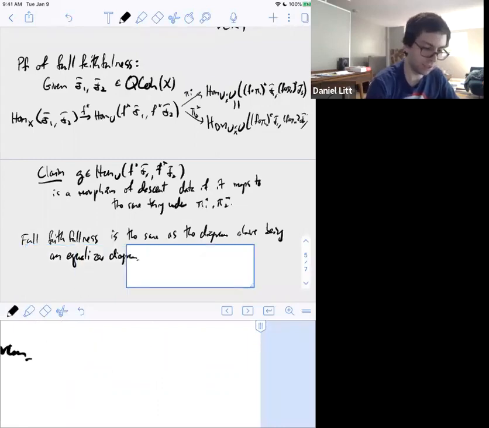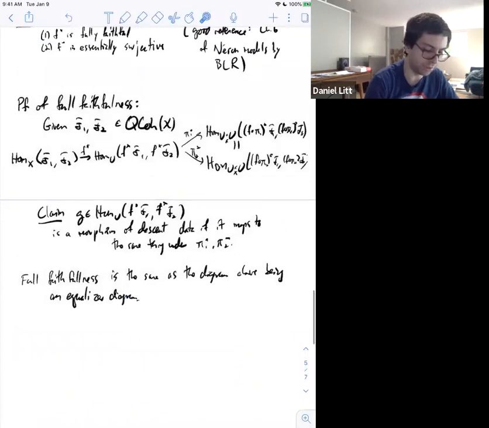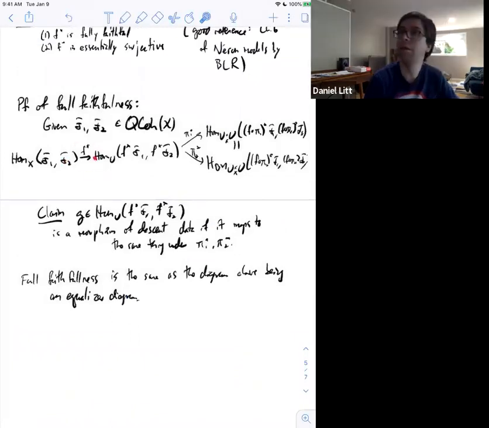Okay, so let's check that. What does it mean for this to be an equalizer diagram? It means this is injective, so that's precisely faithfulness. And then fullness means that if you have a map here which maps to the same thing under these two arrows, that means it's a map of descent data, then it comes from here. So that's surjectivity, that's fullness.